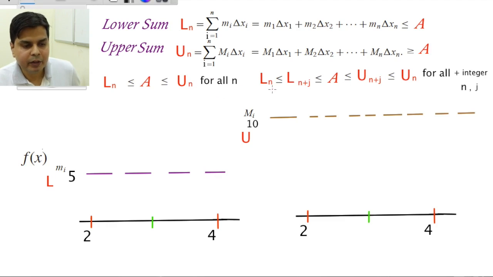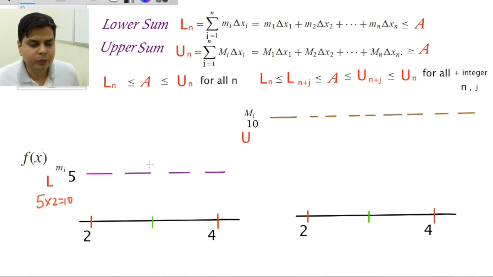This is the same sequence I have written earlier. I'm trying to write everything in mathematical jargon, so you may find it very intimidating, but don't be frightened by it. I will show you how these L's are forming a non-decreasing sequence. Suppose I have got an interval from 2 to 4. In this interval the mi, that is the minimum of the function, is 5. So my L, the contribution from this interval, will be very simple: 5 into the length of this interval, 2, that is 10.